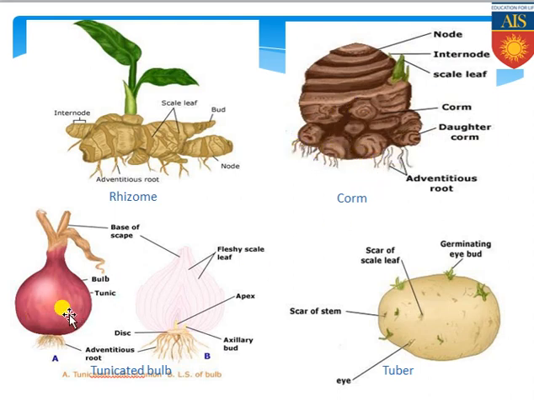Okay, coming to the third underground modified version of the stem, that is the bulb or the tunicated bulb. Examples we all know, that is onion or ginger. We can see they have fleshy leaves, purple in color, and from the lower portion of the stem there is a disc-shaped portion, and from that disc-shaped portion the adventitious roots are arising, and the stem arises from the upper portion. This also gets swollen due to the modification, due to the storage of food.